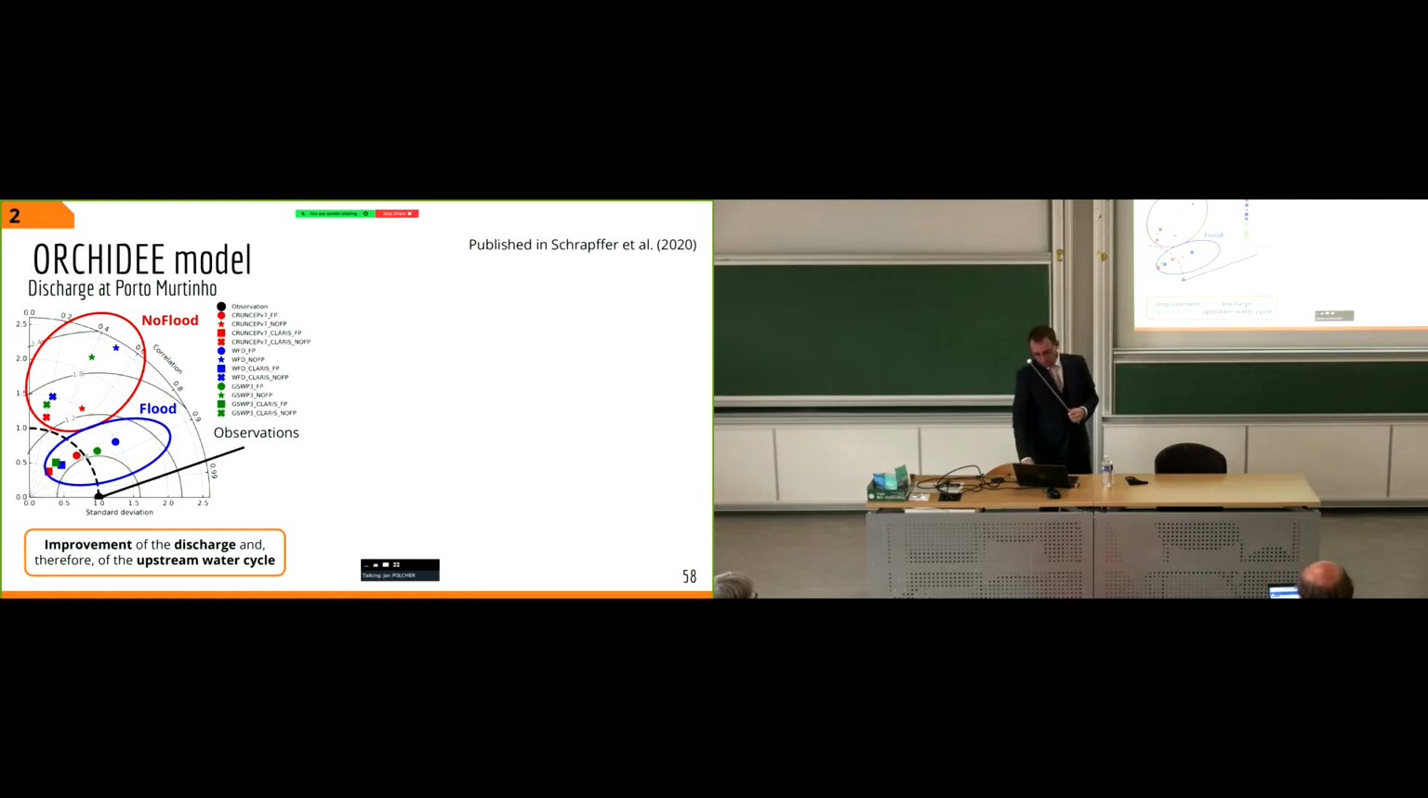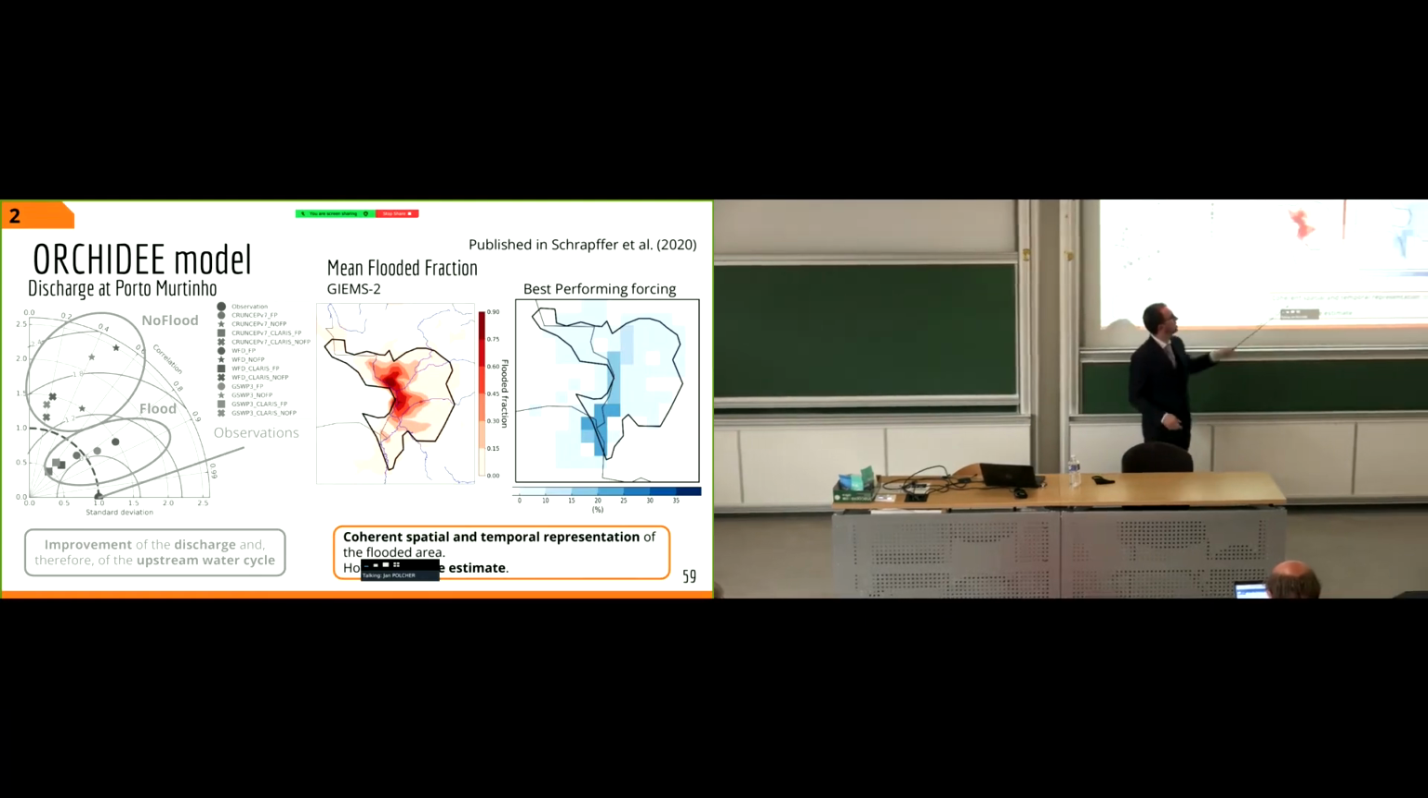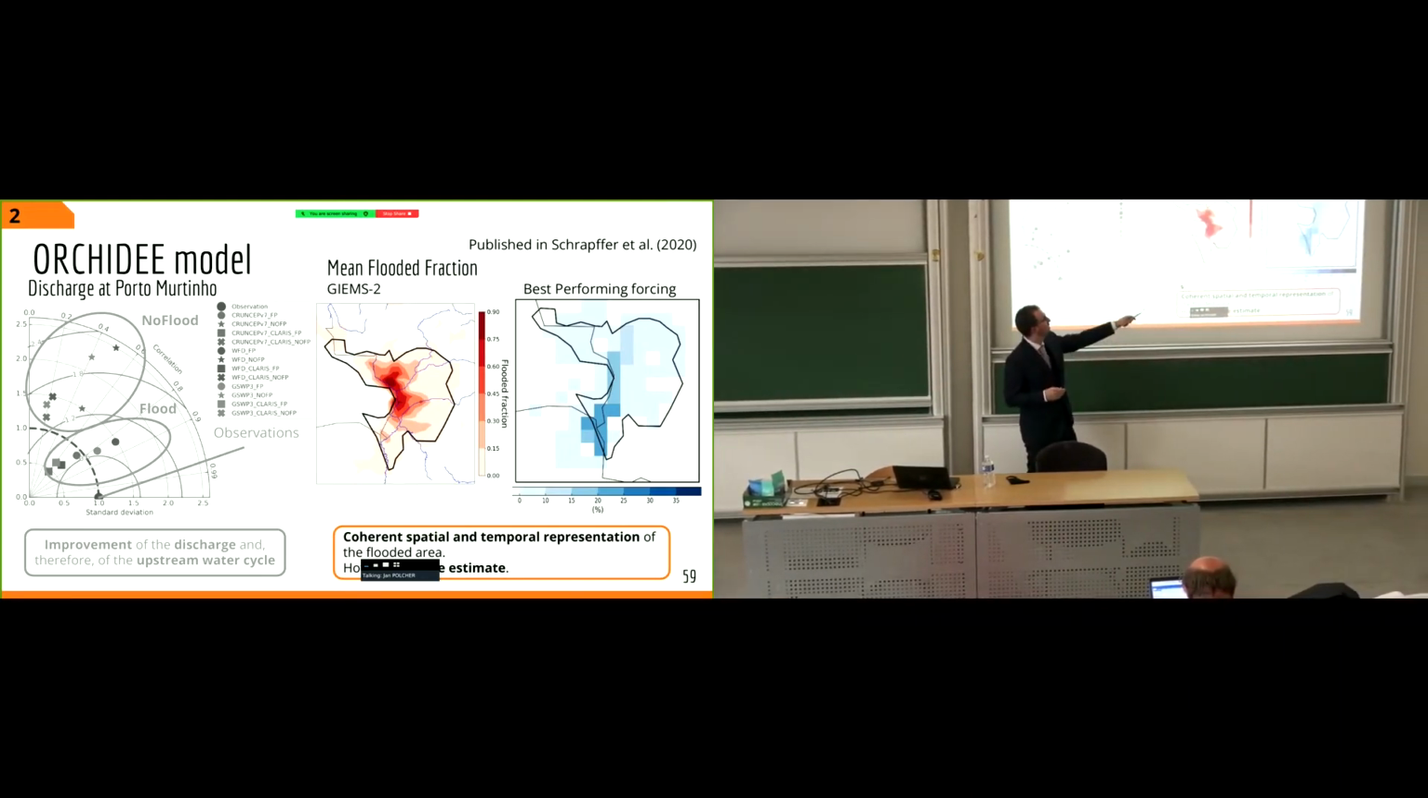So this is a good point, but if we look at the mean flooded fraction, here is the best performing forcing, the best performing simulation with floodplains. These are for different periods, but it gives us an idea. What you can see is that first it's coherent, because what you can see in dark blue is the main Paraguay River. But it's a very coarse estimate of the flooded area. We don't have the flooded area north of the Pantanal, and we don't capture the complex structure of the flooded area.